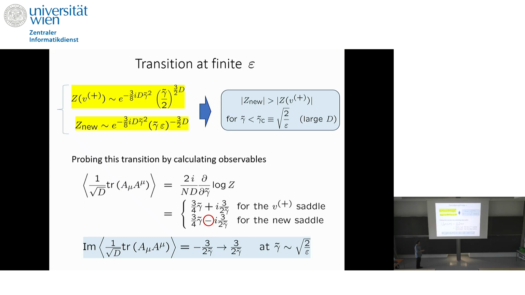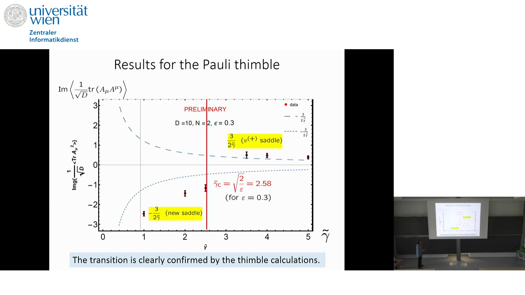And this is the prediction from the 1 over d expansion. For the new saddle, we have this negative sign in the imaginary part of this quantity. So by looking at the imaginary part of this Lorentz invariant expectation value, we can see this transition. And that is precisely what happens when we do this numerically. When gamma is small, we see the property of the new saddle, and when gamma becomes large, we have this original Pauli solution-like behavior.